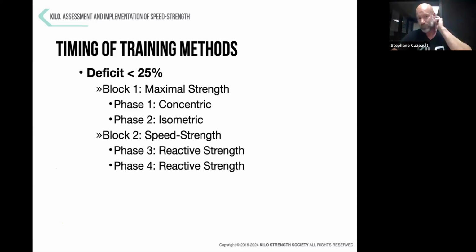And then finally, if your deficit is actually 25%, it doesn't happen often, but you'll see it once in a while. That means that your athlete is balanced. If the athlete is balanced, for maximal strength you can do concentric, eccentric, and then for speed strength, you do explosive, and then phase 4, you do reactive. So this is a very smooth, natural progression of the speed strength continuum if your athlete is balanced.